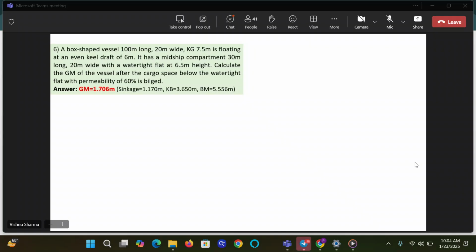Okay. A box-shaped vessel, 100-meter long, 20-meter wide, KG 7.5. Can you guys make an intact condition diagram? Can you make the diagram in the intact condition for the ship? Side elevation in the intact condition. So I'm not still talking about bilging. Can you please make the diagram so that when I make it, you can compare? You should be able to make the side profile.